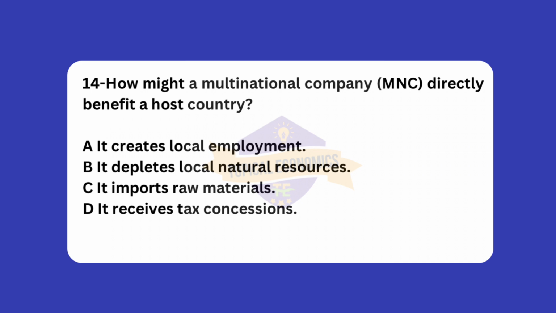However, let us also look at the other options that are given. Option B, that it depletes the local natural resources. This is a negative impact, it's not a benefit. Looking at option C, imports raw materials. Again, importing raw materials does not provide direct benefits to the host country. And option D, when we look at, it receives tax concessions. So while tax concessions may benefit the MNC, they do not directly benefit the host country. The correct answer is option A.